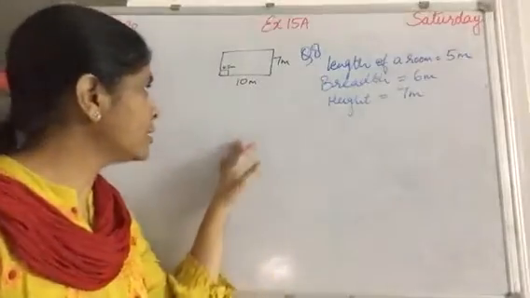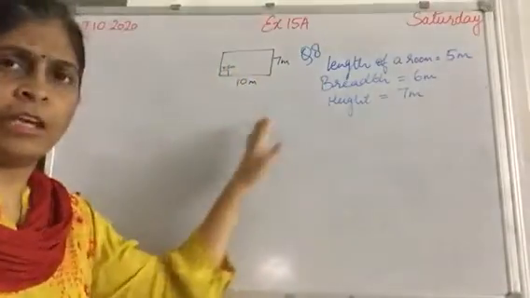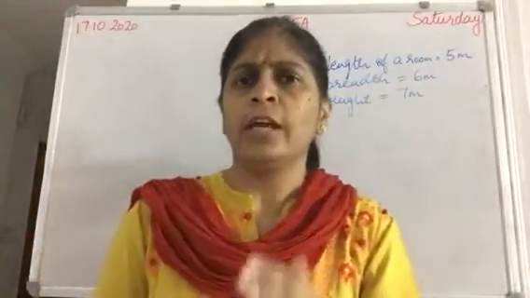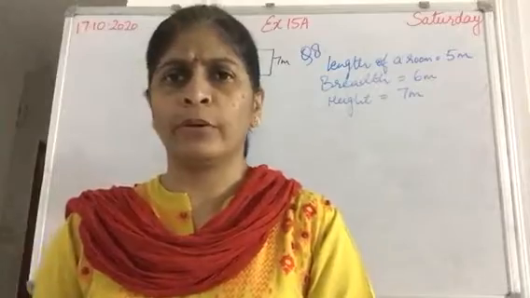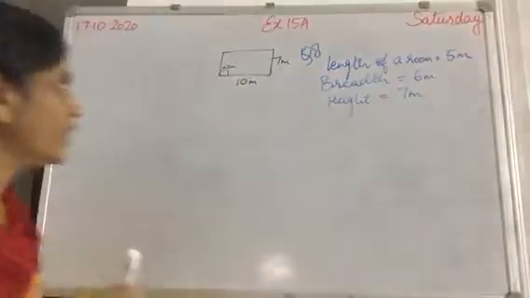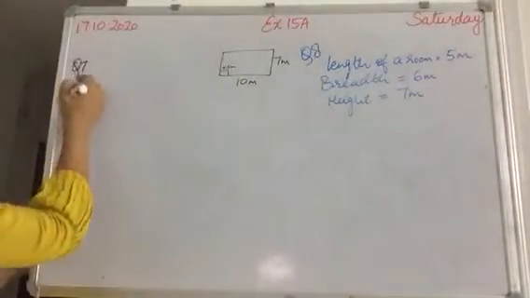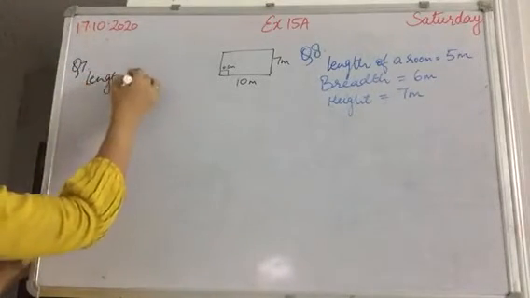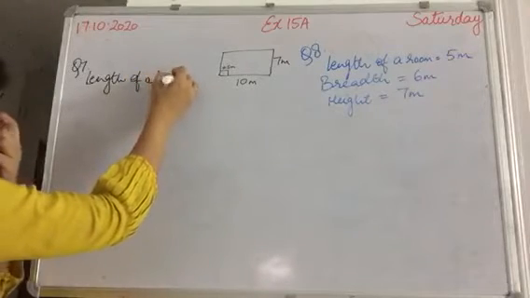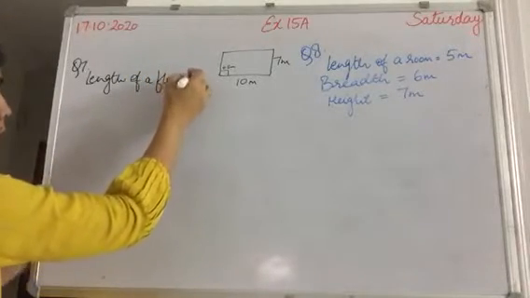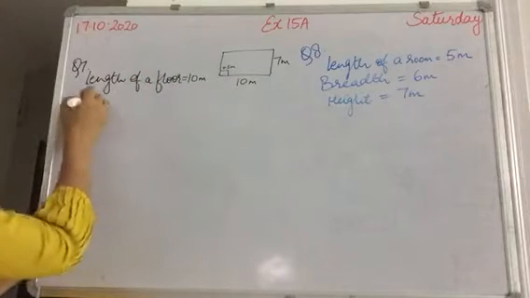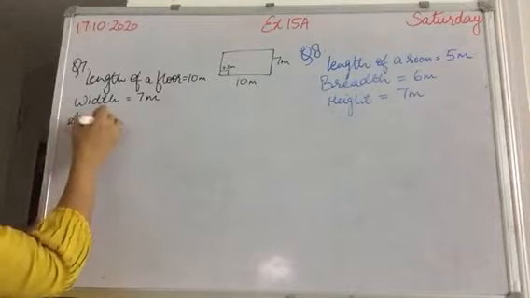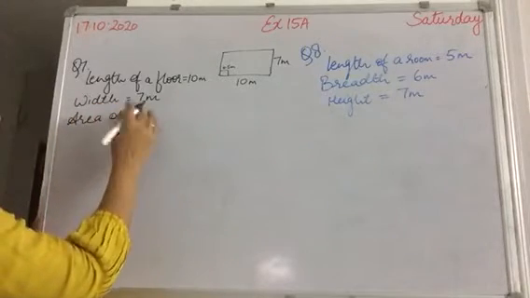Now how to do this? First of all, find out the area of the floor, then find out the area of one tile which is required to cover it and divide both the areas. You will get the number of tiles required to it. So let's do it. Question number 7. Length of a floor, width, area of the floor.